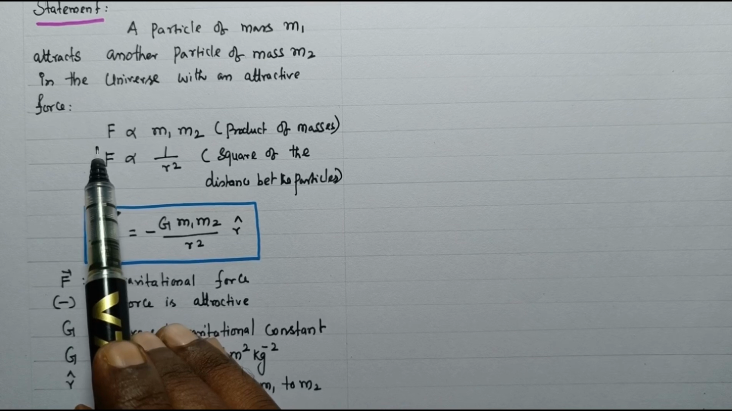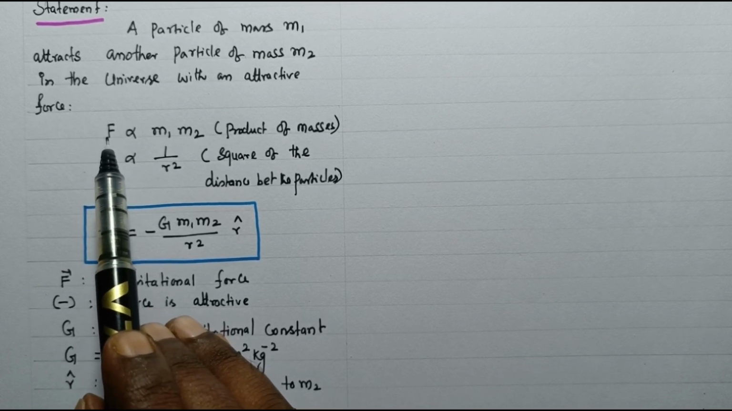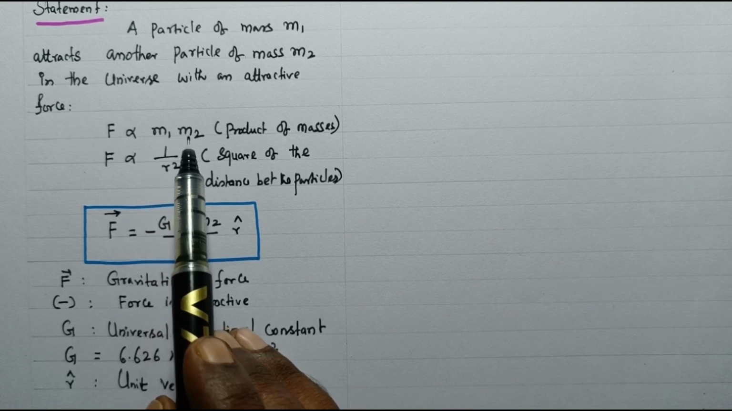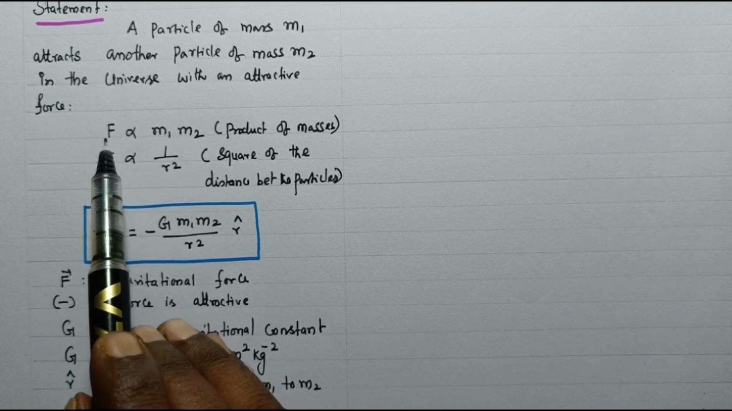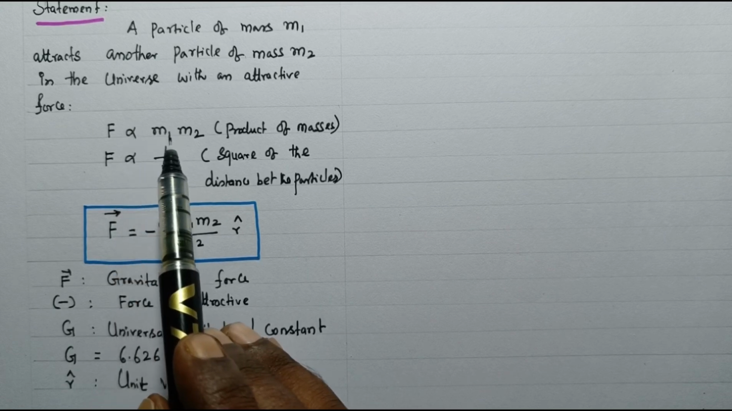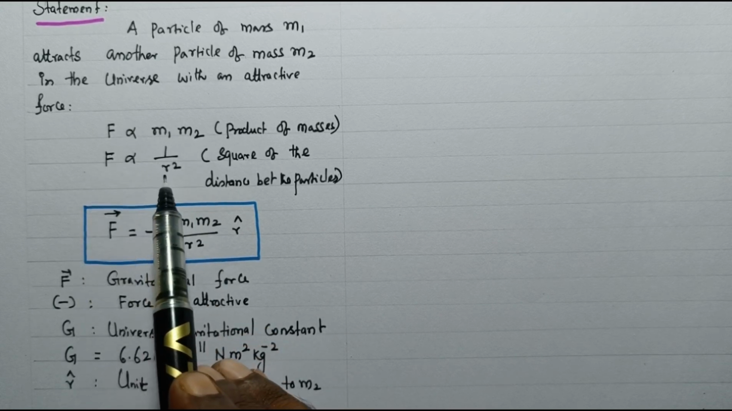The strength of this gravitational force depends on m1 and m2 as well as the distance between the particles. F is directly proportional to the product of masses and it is inversely proportional to the square of the distance between the particles.